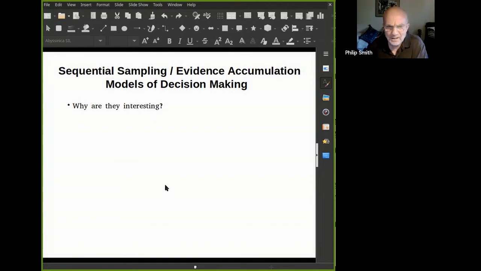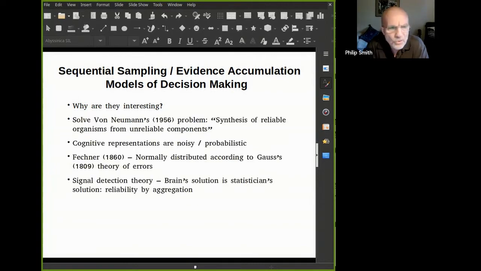Well, there are various answers to this, but to me, they're interesting because they solve a very basic theoretical problem, which the great applied mathematician John von Neumann in 1956 called the synthesis of reliable organisms from unreliable components. The unreliable components he had in mind were, of course, the neurons in populations that encode cognitive representations. When we do cognitive experiments, psychophysical experiments, the basic fact that we run up against is that cognitive representations of stimuli are noisy or probabilistic or variable.